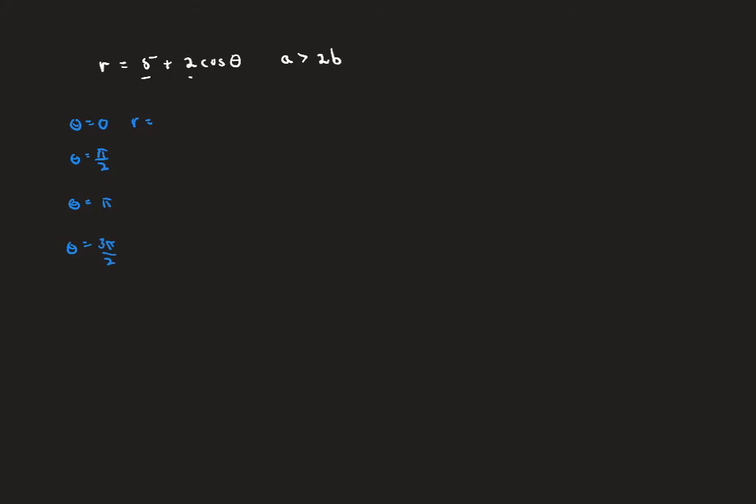So at 0, cosine of 0 is 1. 1 times 2 is 2. 2 plus 5 gives us 7. Let me get an xy axis up here. So here is going to be my xy axis. And so at theta equals 0, I'm going to be out here at 7. 1, 2, 3, 4, 5, 6, 7, and that's the point (7, 0).